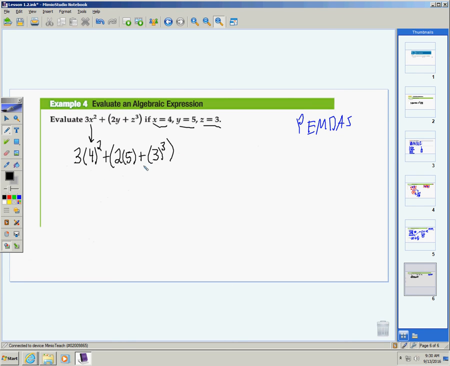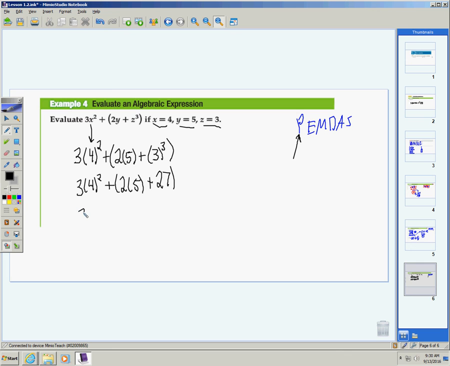I'm going to look in my big window, and I see I've got an exponent. And you may be saying, but all of these have parentheses. If you only have a number in parentheses, there's nothing to do inside of that window, so you don't do those first. You are only doing what's inside the parentheses first. Okay, so I've got 3 times 4 squared plus parentheses 2 times 5 plus 3 to the third power is 27.